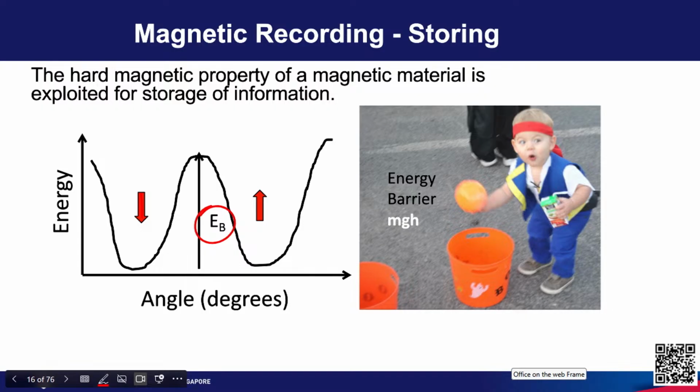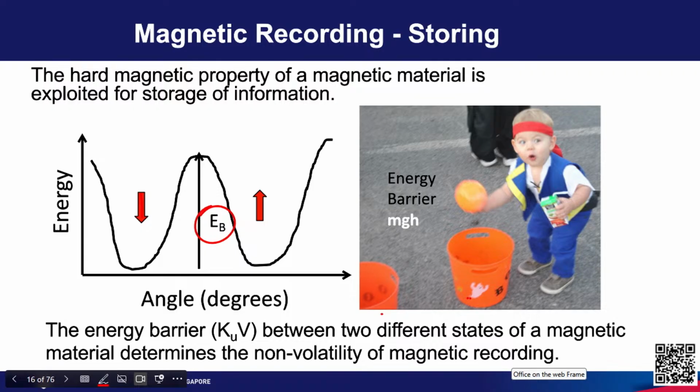You can imagine this energy barrier like this: let us say you have a ball at the bottom of this bucket, and if you want to transfer the ball to the bottom of the next bucket, you have to spend some energy, right. You have to overcome this potential energy mgh, only then can you transfer the ball from one side to the other. So, this gravitational potential energy prevents the ball from going from here to here. In a similar sense, the anisotropy energy barrier prevents the magnetization from flipping from one direction to the other. That is what helps us achieve the non-volatility of magnetic recording.